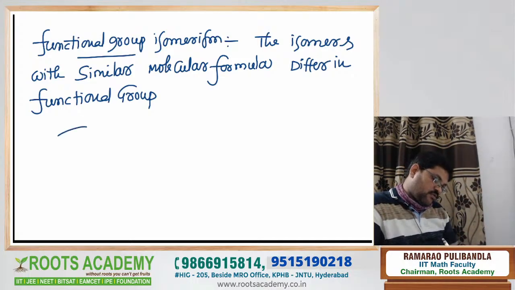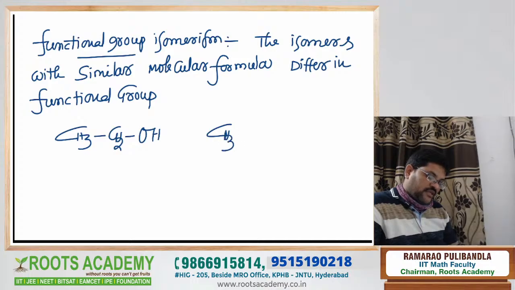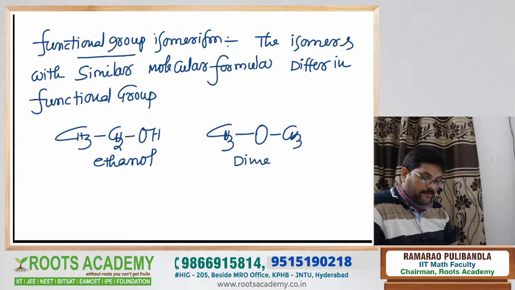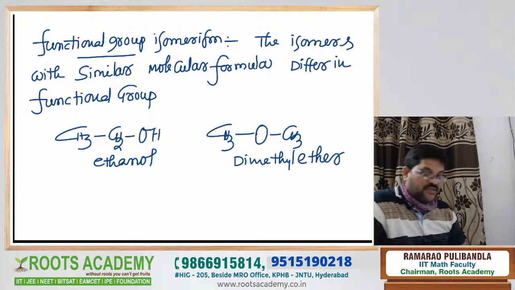Take one example to understand better. Take the example CH3CH2OH, ethyl alcohol. To this ethyl alcohol you write CH3OCH3. Ethyl alcohol, its name is ethane plus ol, called ethanol. And this is called dimethyl ether. Simple explanation.